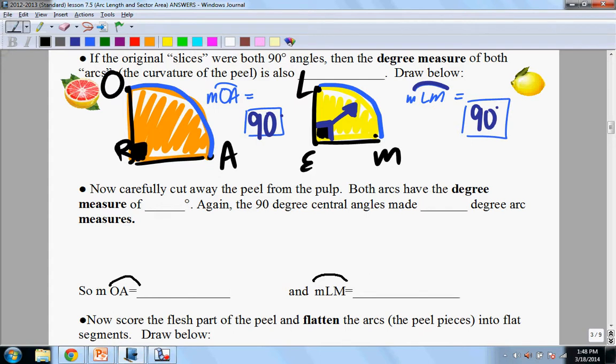Now comes a little bit more delicate of a surgery. I'd like you to slice the peel away from the pulp. Peel away from the pulp. Slice it up. You're gonna end up with like 2 eyebrows. It's actually easier if you take it up and slice it.